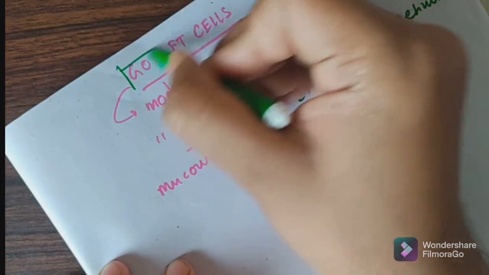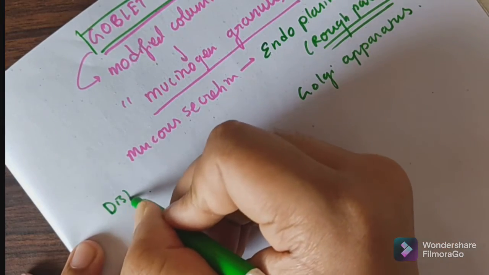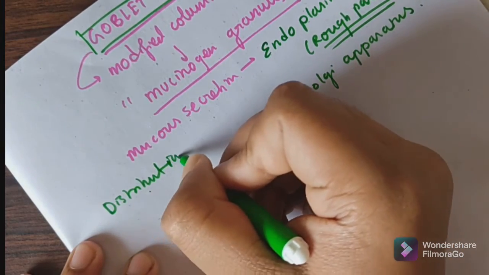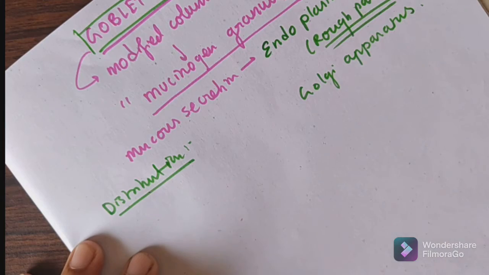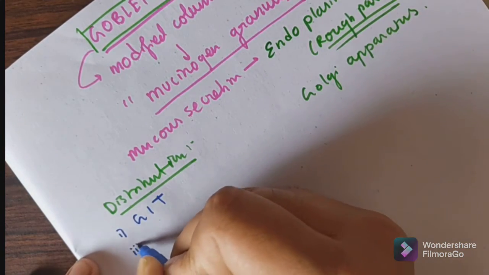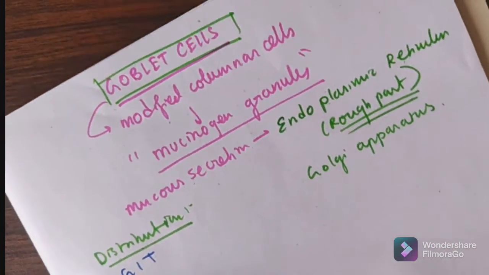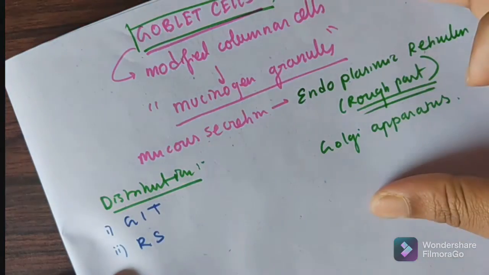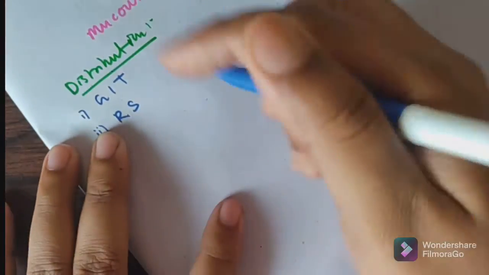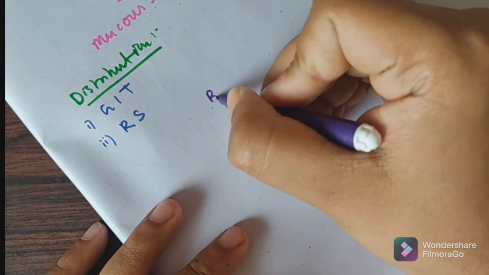Now coming to the distribution of the goblet cells. The goblet cells are distributed in the gastrointestinal tract and in the respiratory system. So this was about the goblet cells. Understood? Now let's discuss the brush border cells.